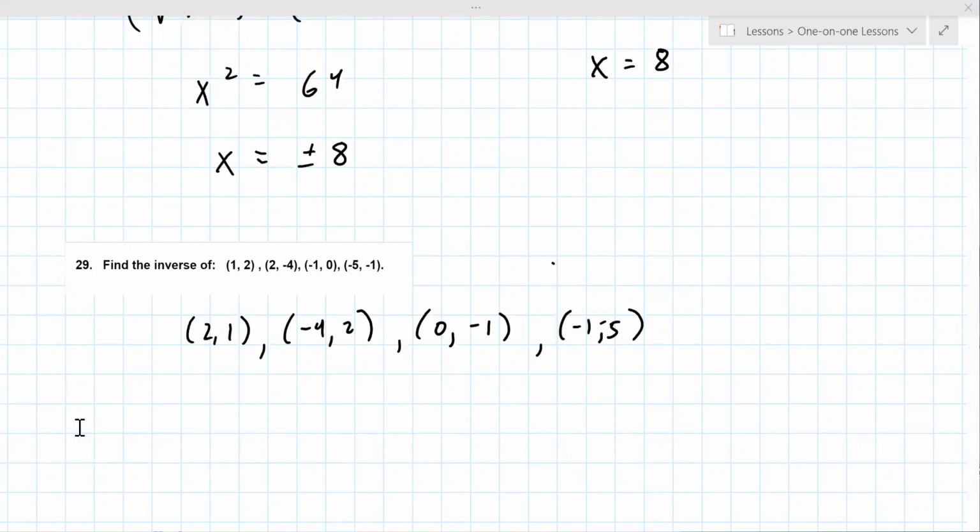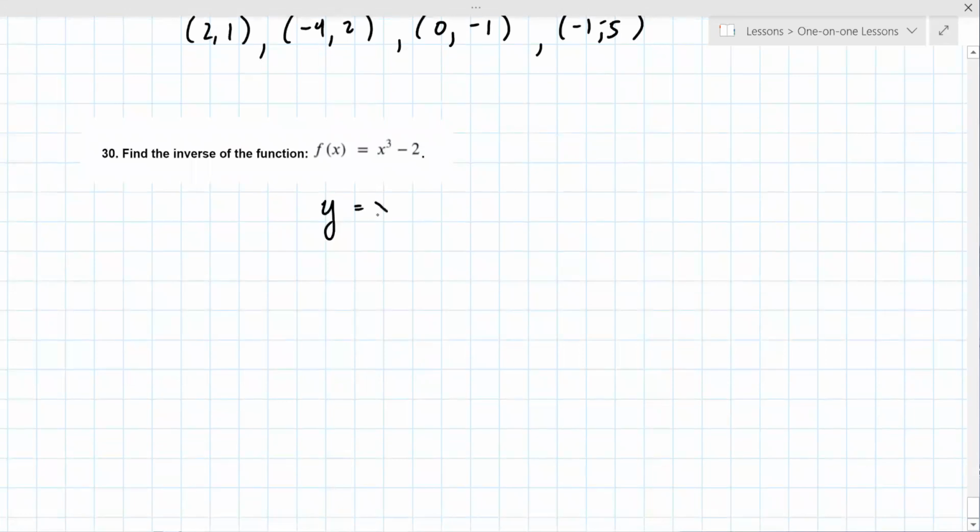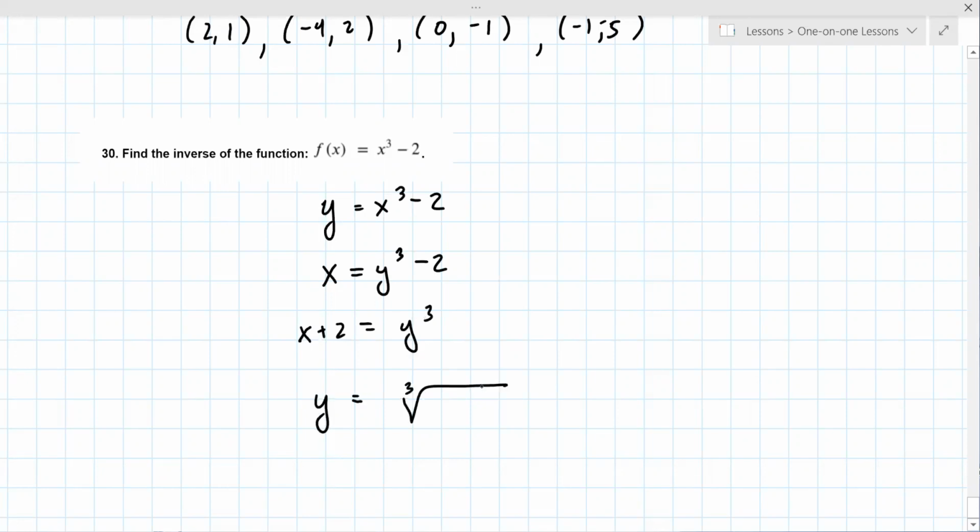The inverse of a function: you first have to write f of x as y equals x cubed minus 2. Then, this is key, you switch x and y, which is what we just did in the previous problem. And now you have to solve for y. So it's a few steps here. y equals the cube root of x plus 2. This one's not super sophisticated, but you could get some that take a little more effort. All right, on to 31.